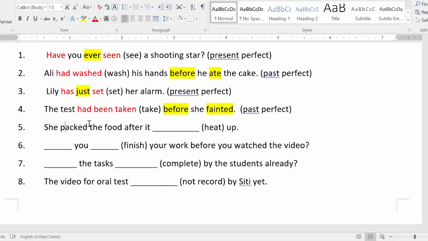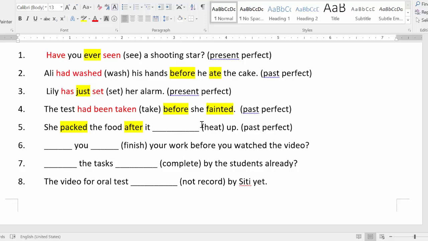Okay, number 5. She packed the food after it heat up. Your keyword here, you have a past tense verb. Okay, very obvious: past tense verb and "after." She packed the food after it heat up. So this action happened first, then only she packed the food, right? So this should be past perfect tense as well. You have two actions, one happened before another. Okay, so past perfect tense.